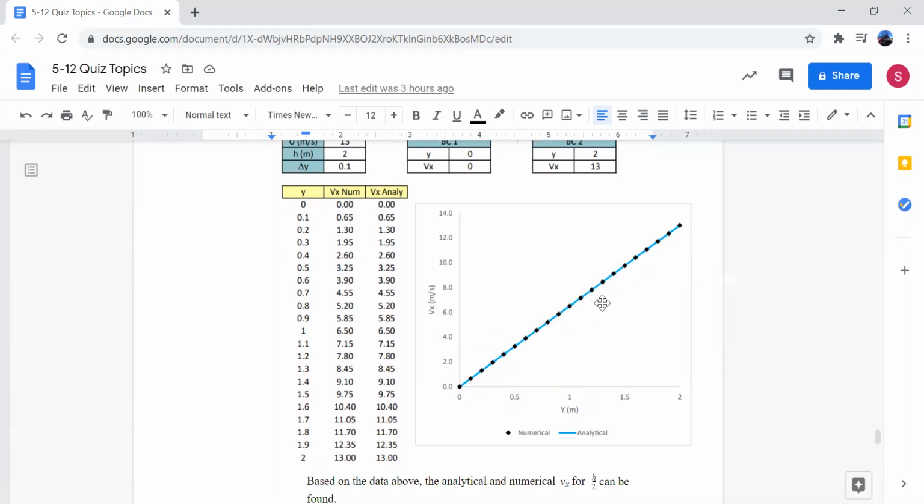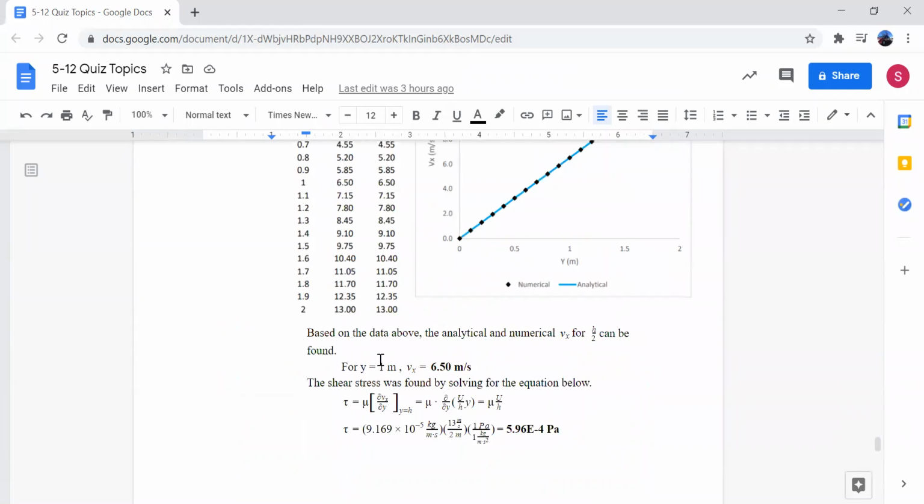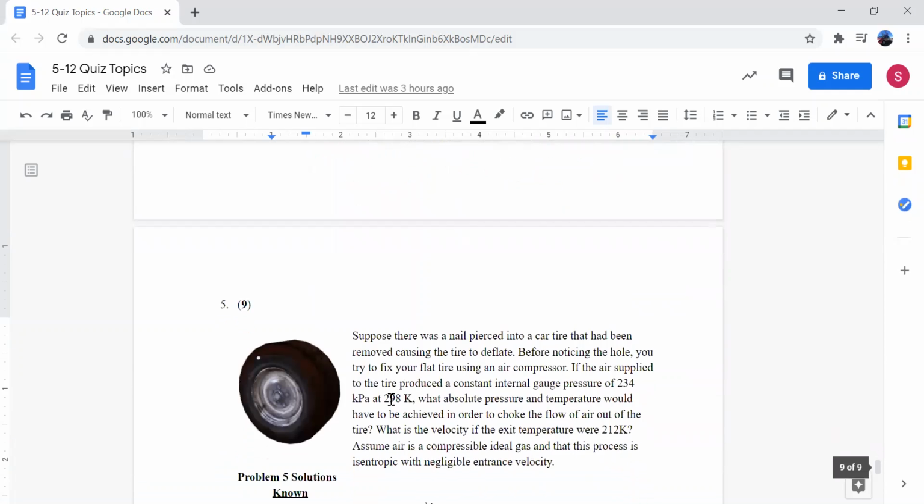You see that the velocity varies linearly with a change in height. And so this question wanted to know halfway there, and you get 6.5 as your answer. And then, yes, that is it.